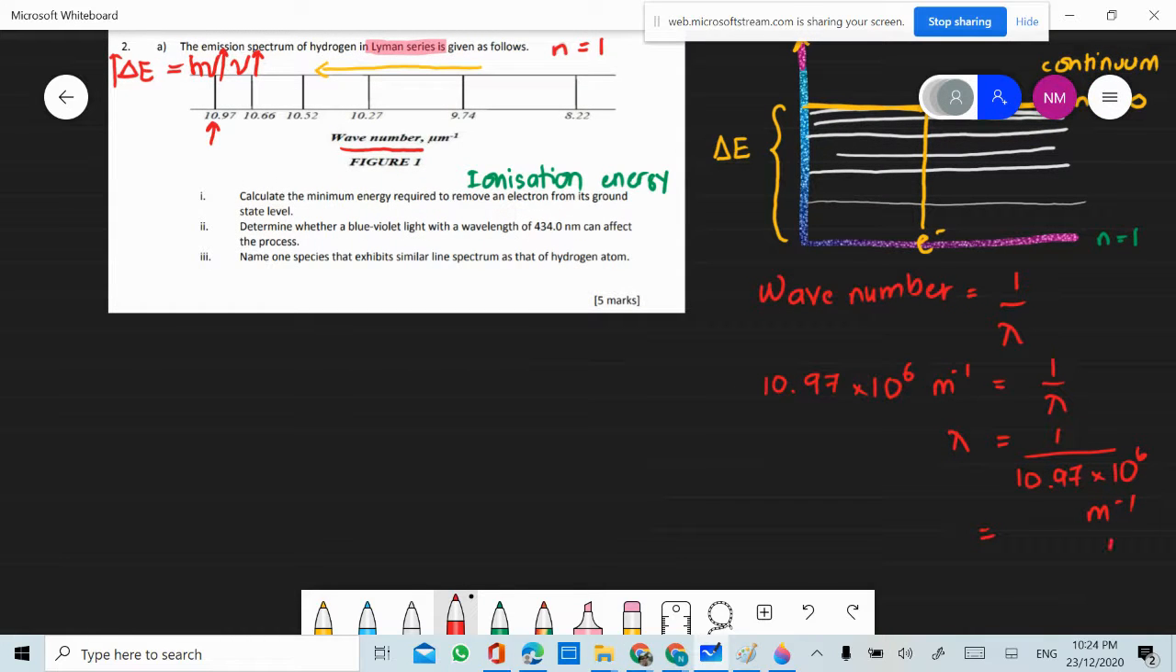When you get your lambda value, you can calculate the energy needed to remove an electron from its ground state, that is the ionization energy, by using the formula delta E equals hc over lambda, in which h is Planck's constant and c is the speed of light.